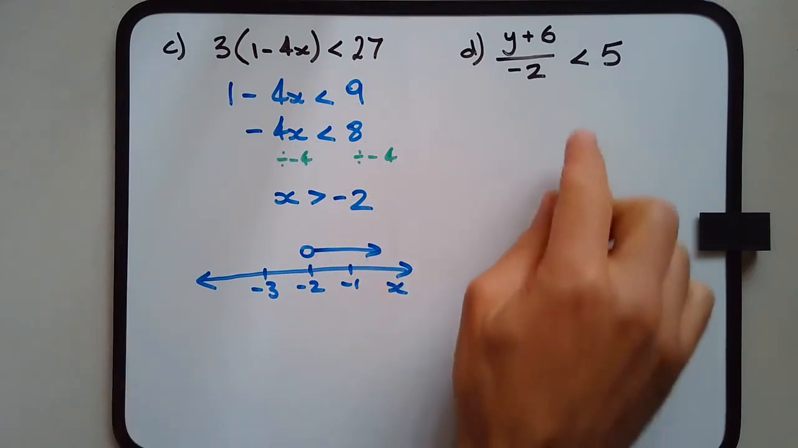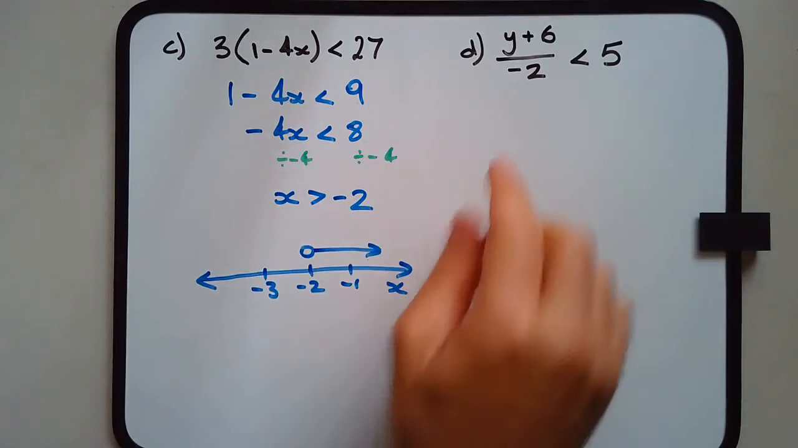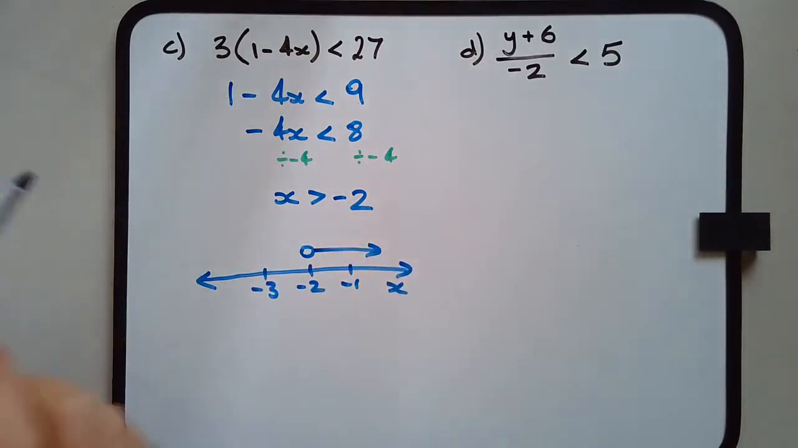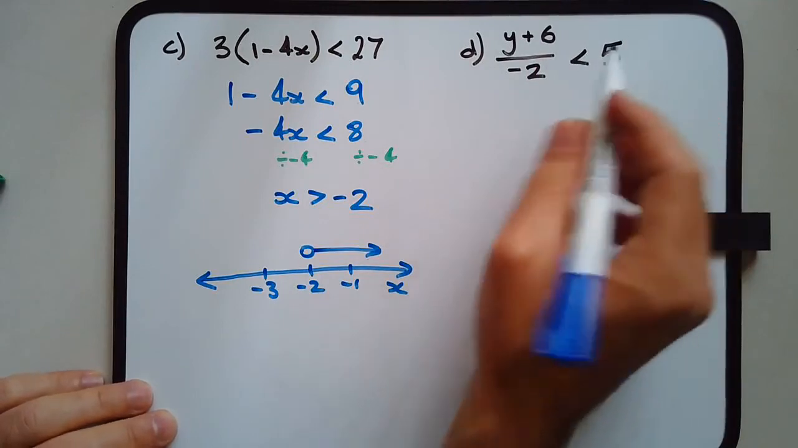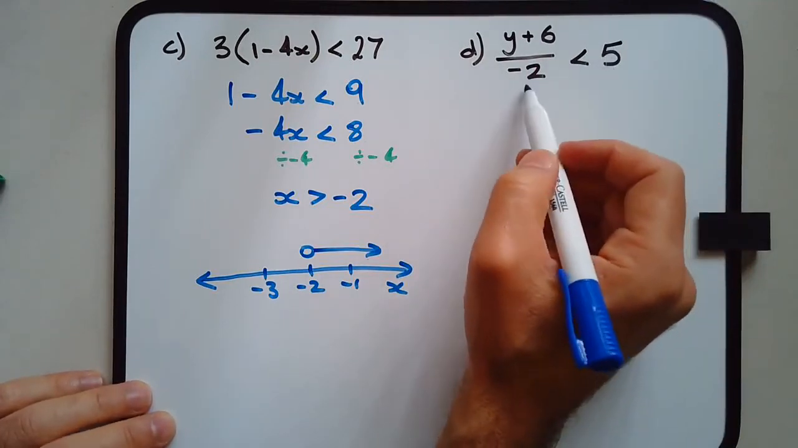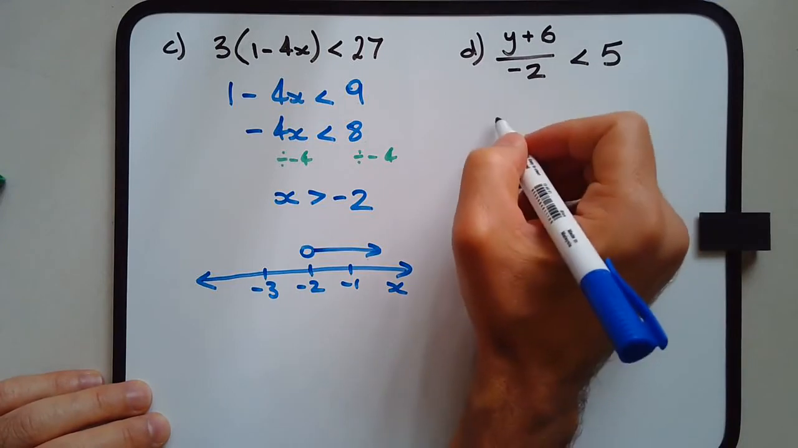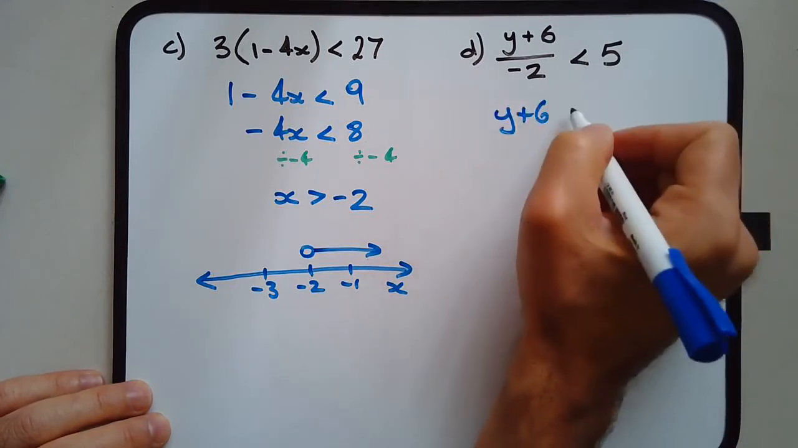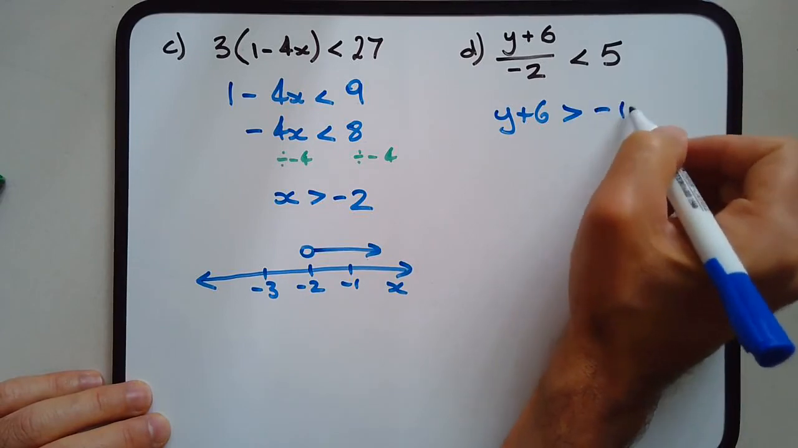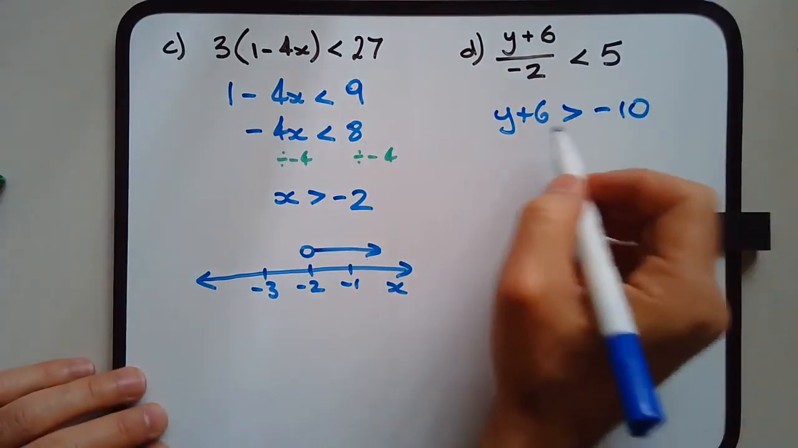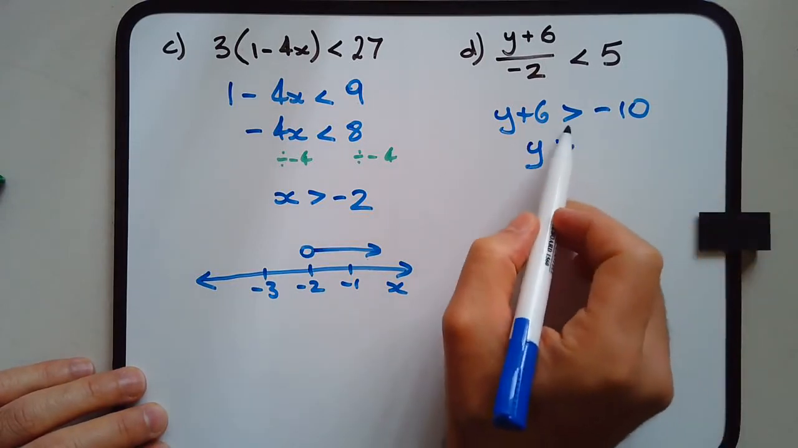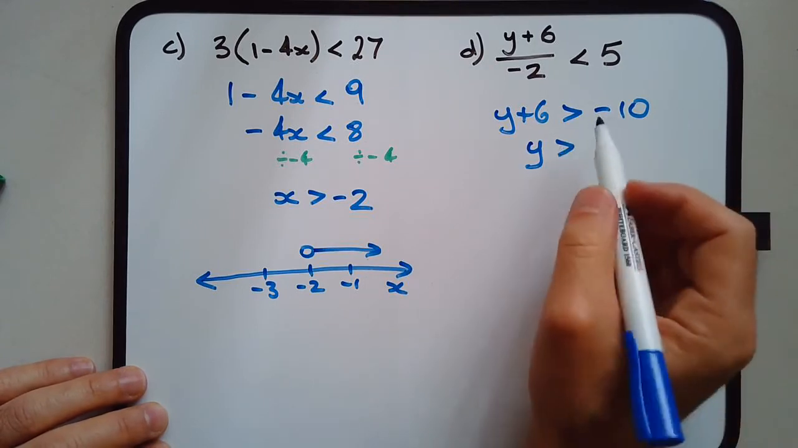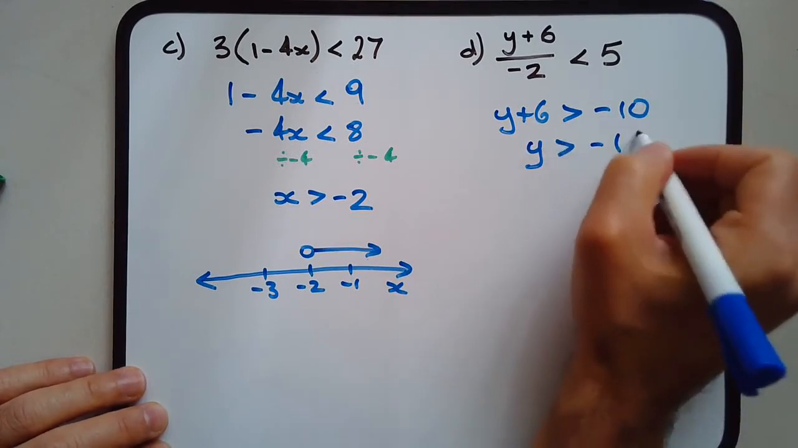And the last question there: y plus 6 over negative 2 is less than 5. Again, it's the same as what we've done in the previous examples, just thinking about the direction of the inequality sign. First thing we're going to do is multiply both sides by negative 2. And we'll have y plus 6, and we're going to switch the sign, and it'll become negative 10. Now we're going to subtract 6 from both sides. Again, maintaining the new direction of the inequality sign, we don't switch that. Subtracting 6 from both sides, we'll have negative 16.